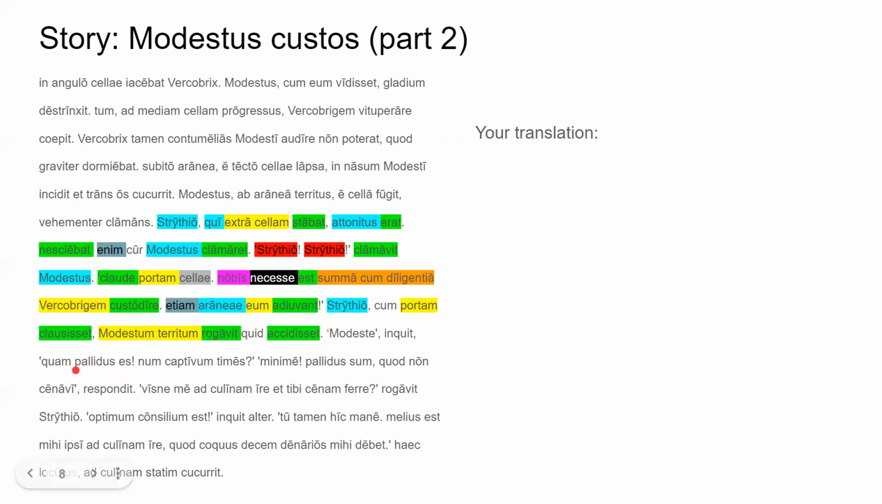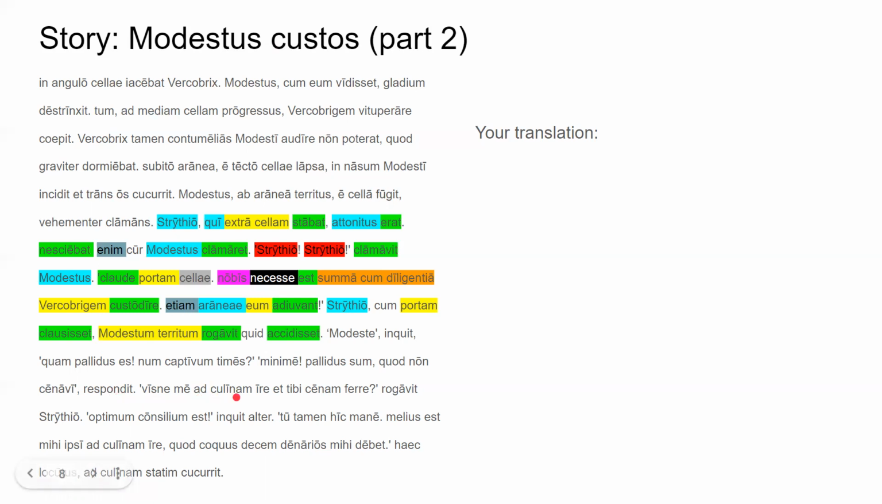Modeste, inquit, quam pallidus es. So Modestus, he said, how pale you are. Num captivum times? Remember, num expects a no answer. Surely you aren't afraid of the prisoner. Minime, pallidus sum quod non cenavi, respondit. So not at all. I am pale, quod, because I had not eaten, he responded. So quod right there is introducing an adverbial clause that's causal.